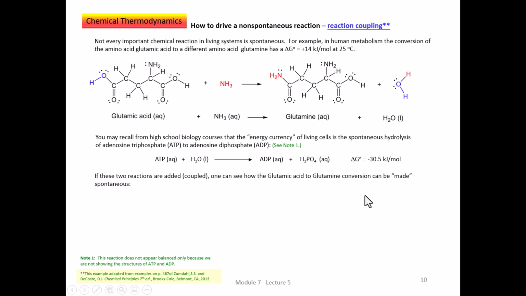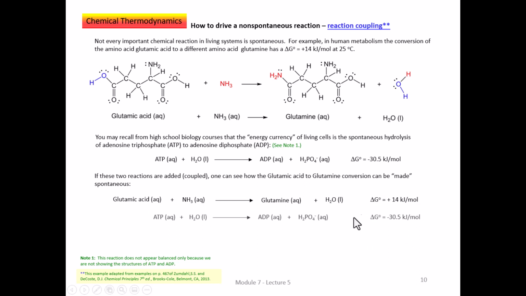If these two reactions are added together, or coupled, one can see how the glutamic acid to glutamine conversion can be made spontaneous. So we're going to just do this on paper and show it mathematically, but chemically this does occur. So we have the glutamic acid plus ammonia going to glutamine plus water reaction with an unfavorable deltaG. We have the ATP going to ADP reaction with a very favorable deltaG. If I literally add these two reactions together, the water molecules cancel out because there's one on the left of the arrow here and one on the right.